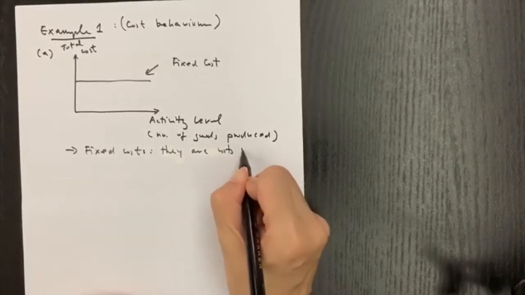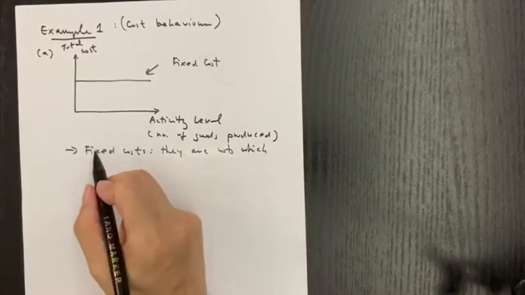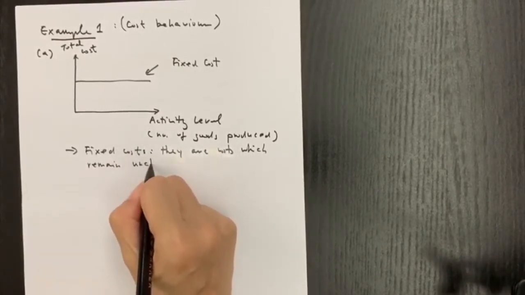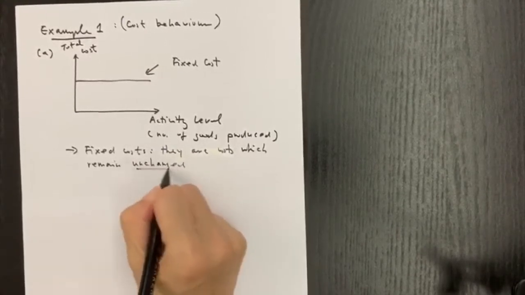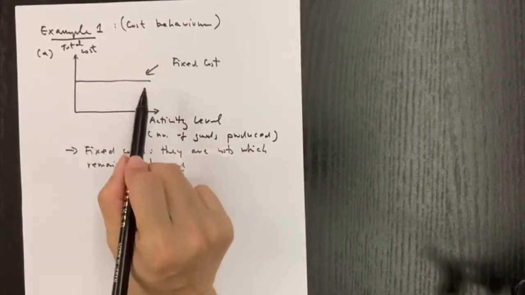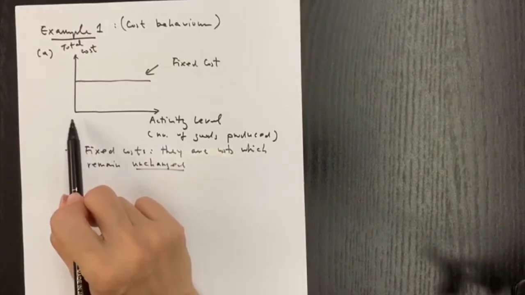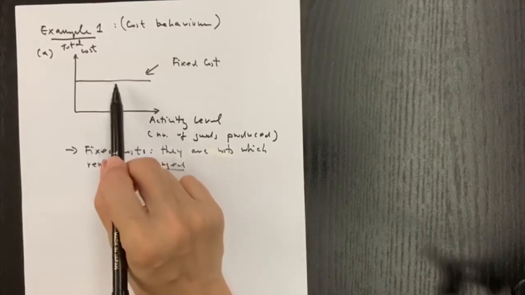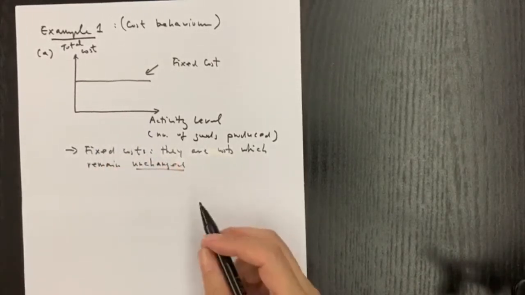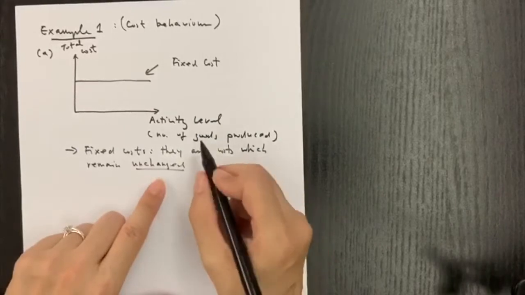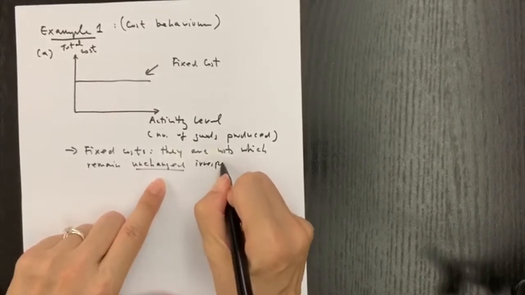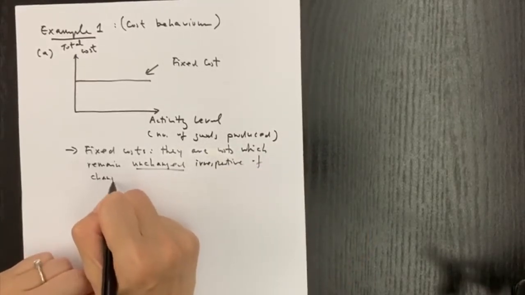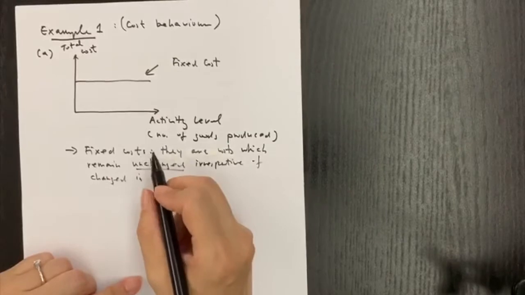costs which remain unchanged. So that's why we have a horizontal line here. Okay, even though we produce nothing, we need to spend something. Even though we increase more products, we spend the same amounts of costs. All right, so remain unchanged irrespective of changes in production level.